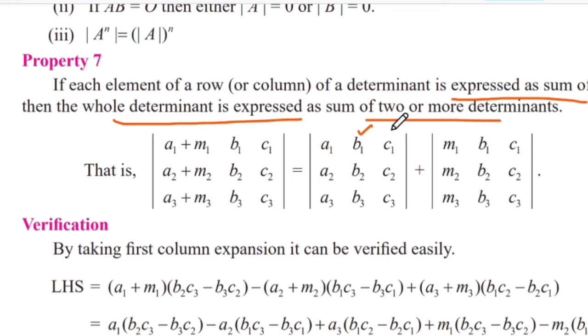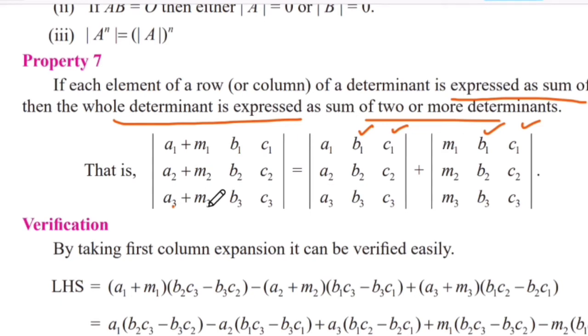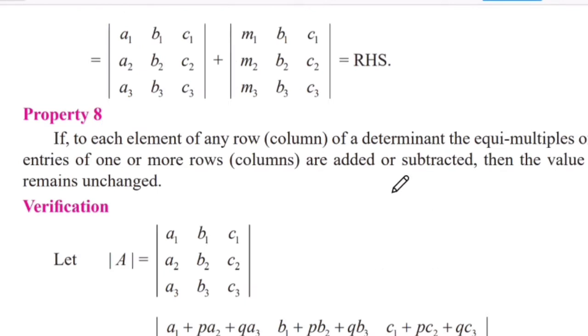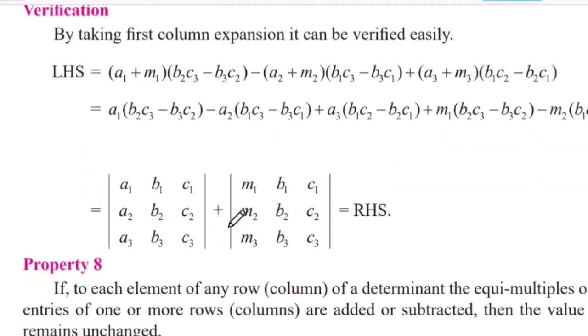The second column and third column are as they are. We are not changing anything. You can see that. The first column will have the first elements, A1, A2, A3. The second determinant, the first column will be M1, M2, M3. Understood? So if any row or any column is expressed as sum of 2 or 3 or more terms, the determinant will also be expressed as sum of 2 or 3 determinants. So property 7 is, you can split the determinant into 2 determinants.